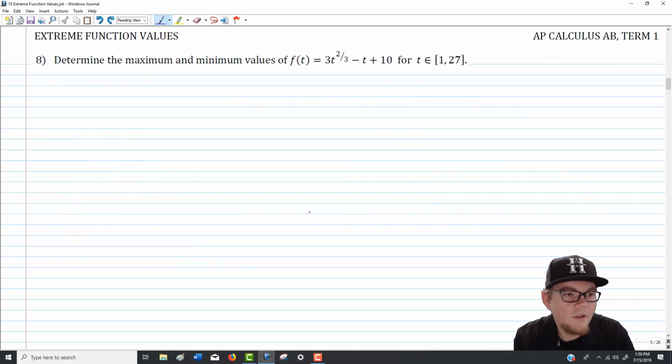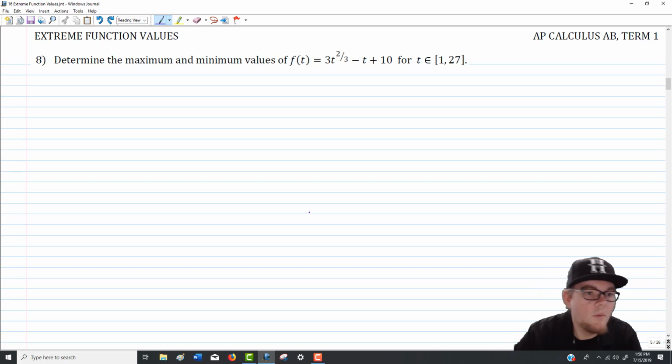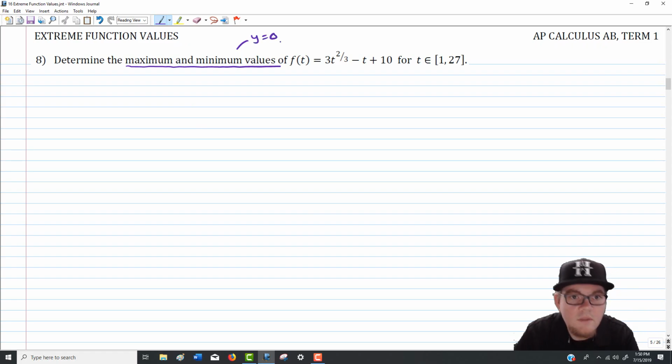Okay, that brings us to question number 8. Question number 8 is a great wrinkle-filled problem. In question number 8, same style as the previous one we just did, we are asked to determine the maximum and minimum values. So I'm going to underline that first. What they want is y equals in this case. They're not looking for the ordered pair, they want y values.